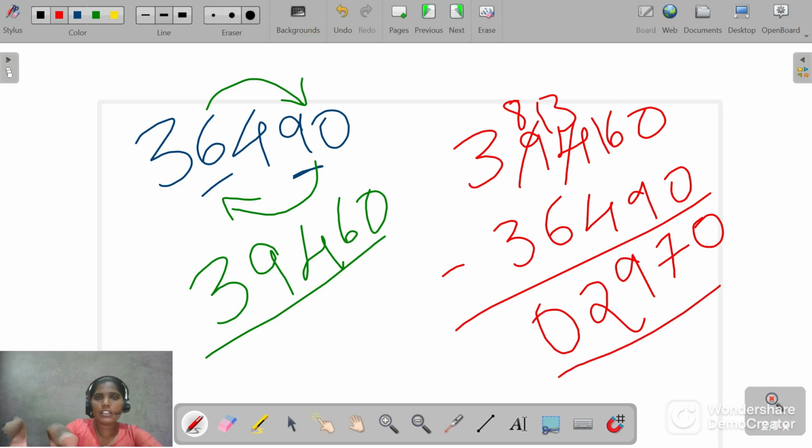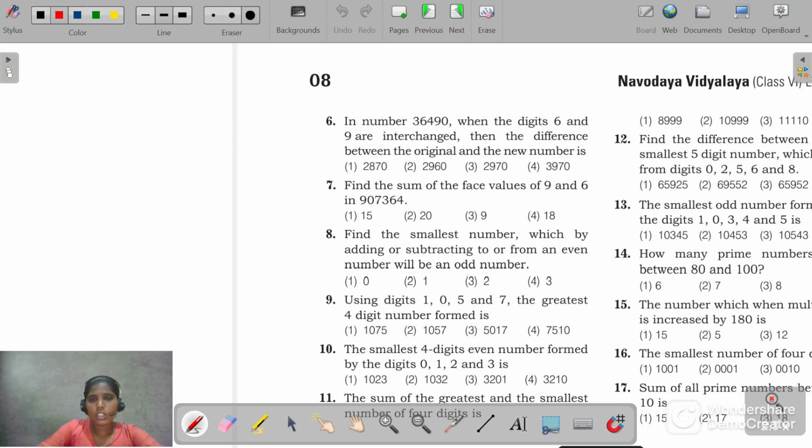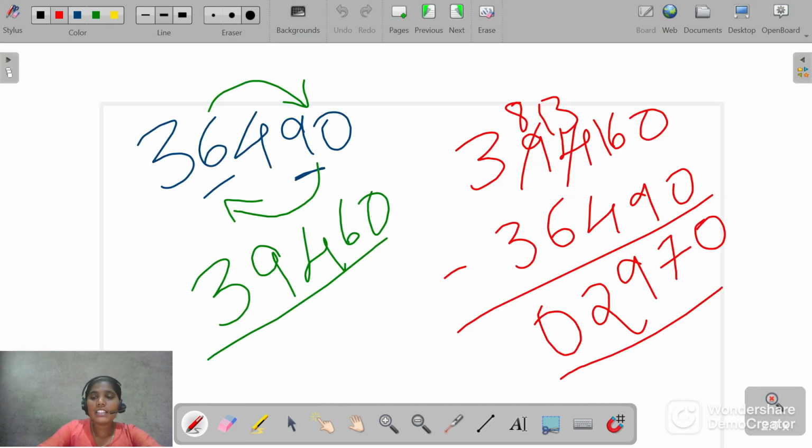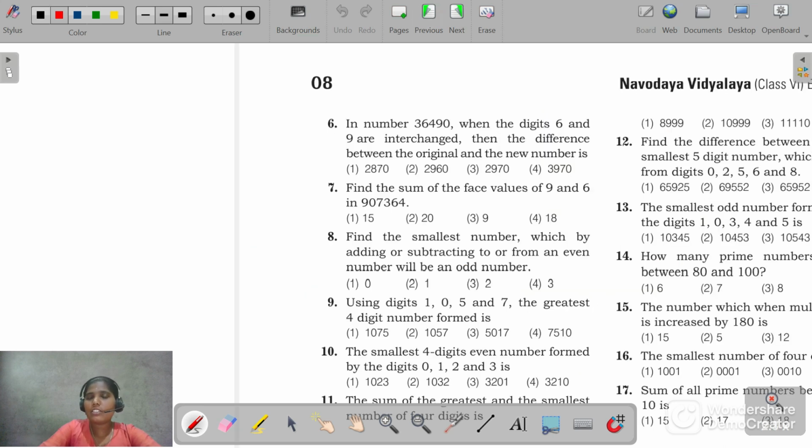We'll just check it. 2970, yes, it is there. The nearest, 2960, is also given. So when we make some calculation mistakes, we'll get that option 3 as the answer sometimes. So while doing calculations you should be very careful and do it properly. So the answer will be 2970.